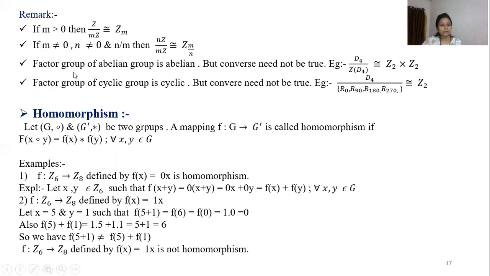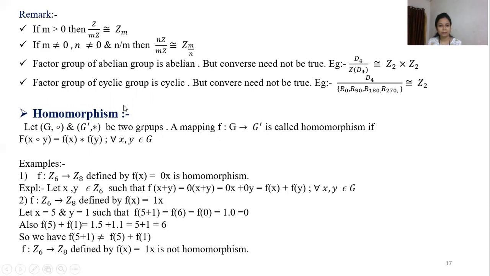This is also important. Factor group of an abelian group is abelian. It means whenever my group G is abelian, then its factor group is also abelian. But the converse is not true. It means whenever my factor group is abelian, it need not imply the group should be abelian. Here D4 upon center of D4 is isomorphic to Z2 cross Z2. Z2 cross Z2 is abelian, but this D4 is not abelian.